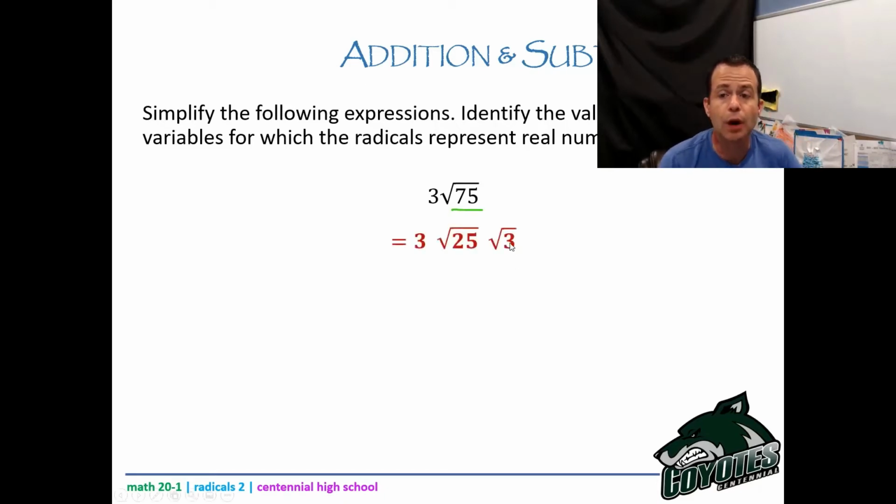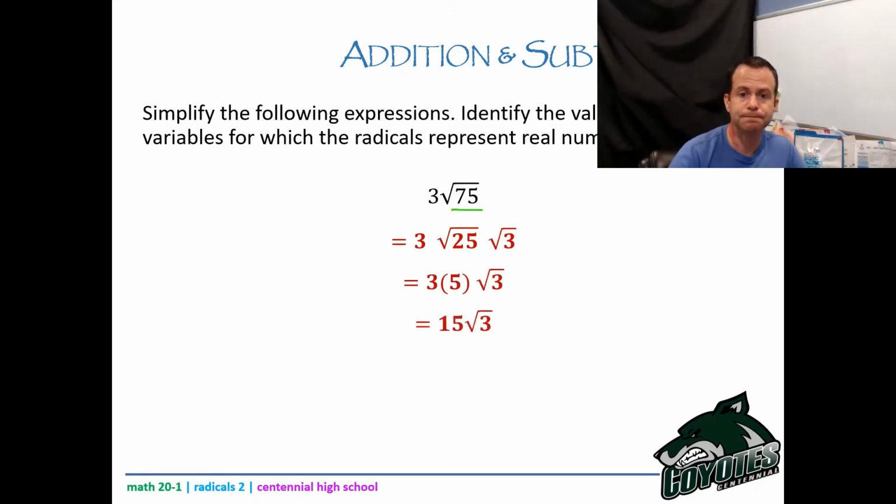Okay, and then I ask myself, what do I know? I know that the root of 25 is 5. So now on the outside, that becomes 3 times 5 because I know that the root of 25 is 5. Okay, so 3 times 5 is 15. So I end up with 15 root 3.